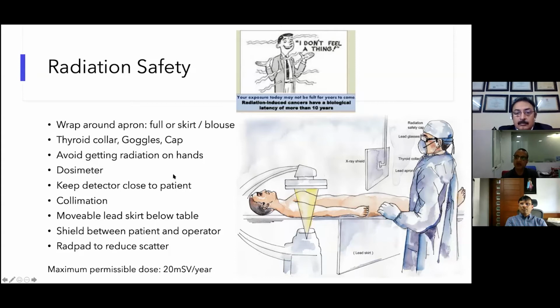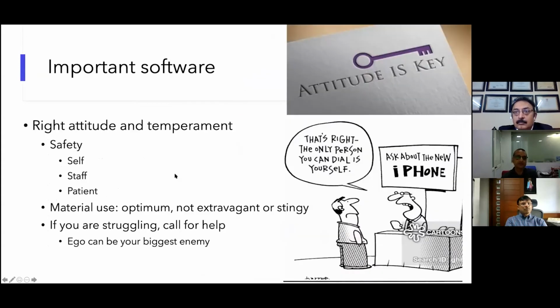And again, before going to hardware, I think software is important. The operator must have the right attitude and temperament. Safety for self, for staff, for patient, extremely important, whether it is radiation related or procedure related. Material use should be optimized, should not be extravagant, should not be stingy. So if you have a wire which has been used 30 times, you're going to have trouble getting your catheter or balloon over it. If you are struggling, call for help, because for an interventionist, ego can be your biggest enemy.